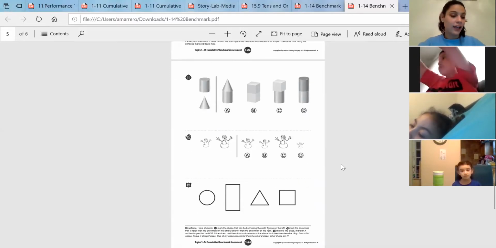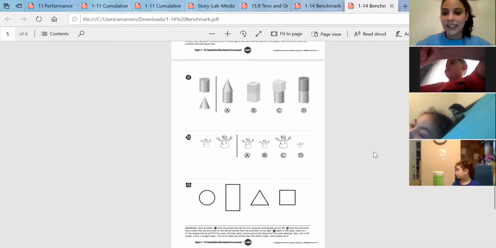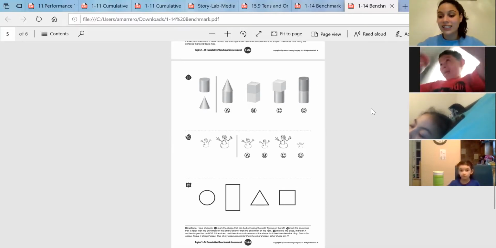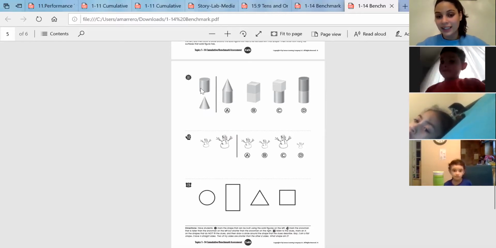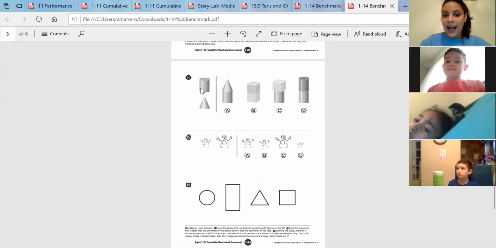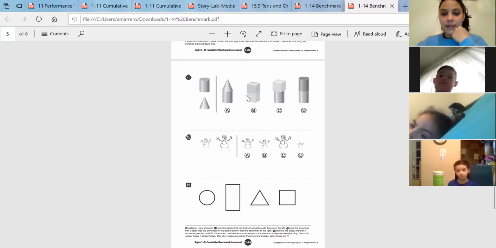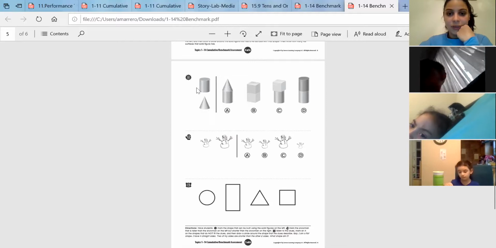Number 11. This is kind of like when I would give you a shape and tell you, can you make another shape out of these shapes? So we have a cone and a cylinder. And the question is, how can you put these shapes together to look like one of these objects? So if you put these together, which one would it look like?